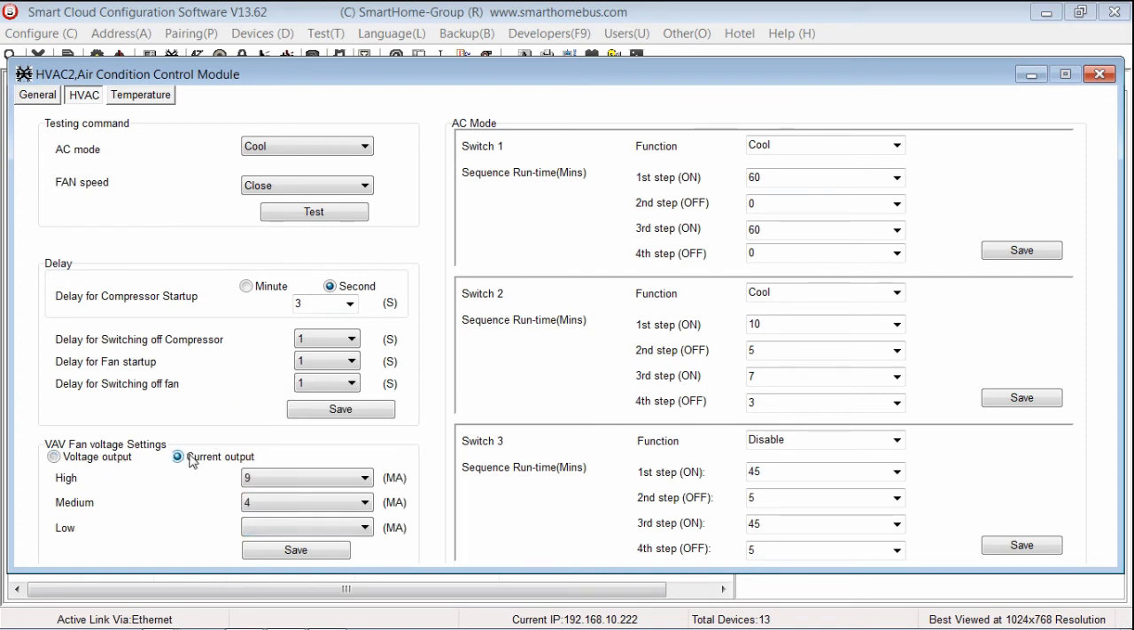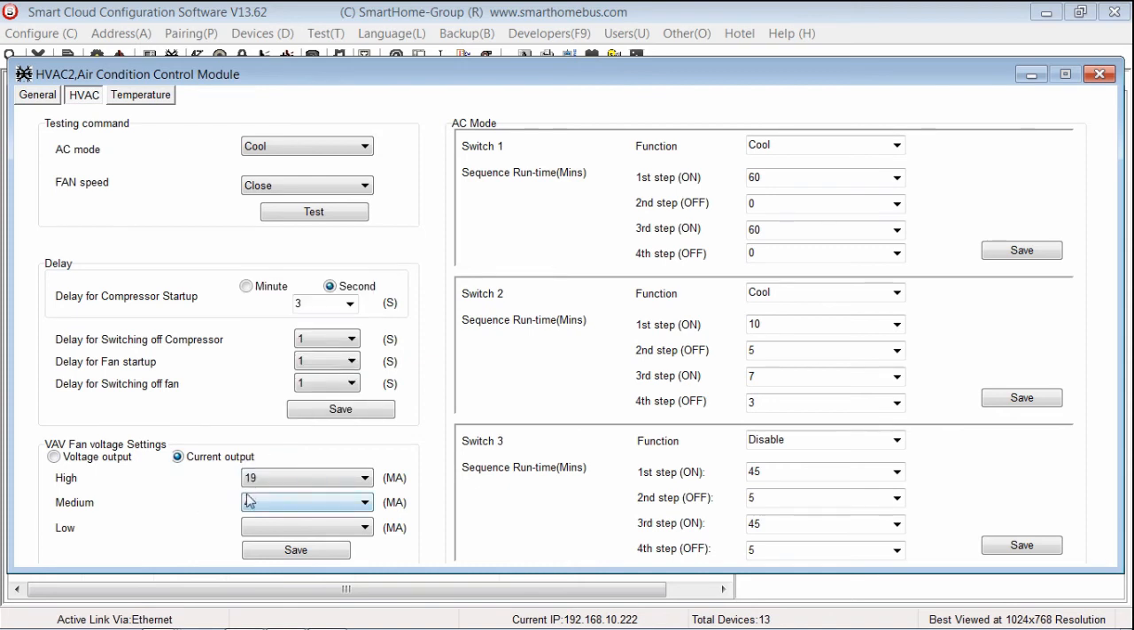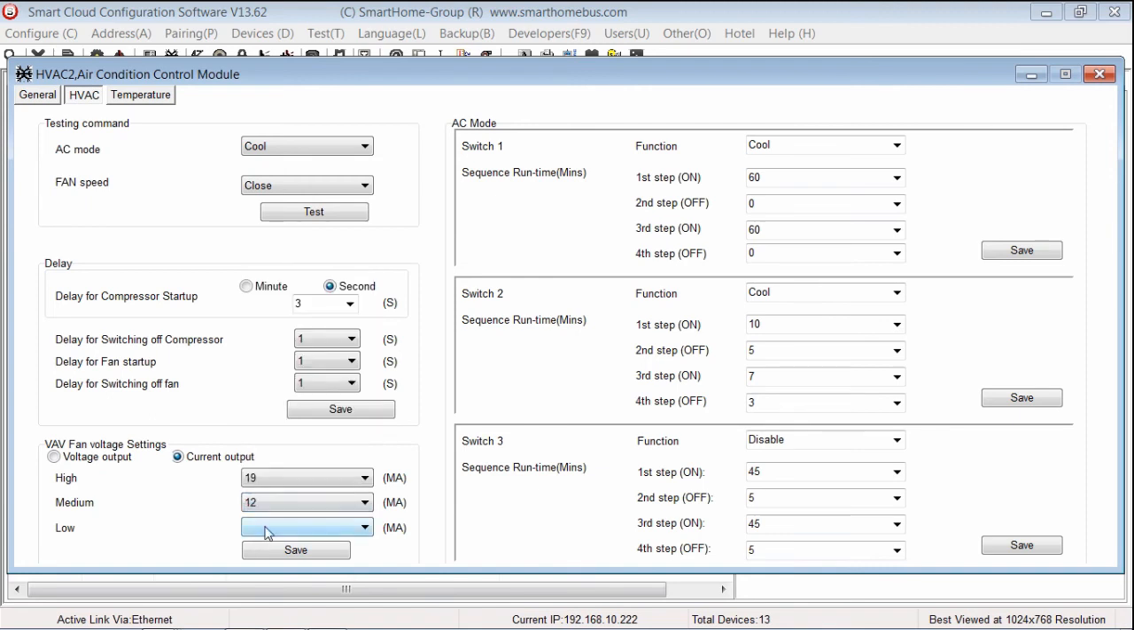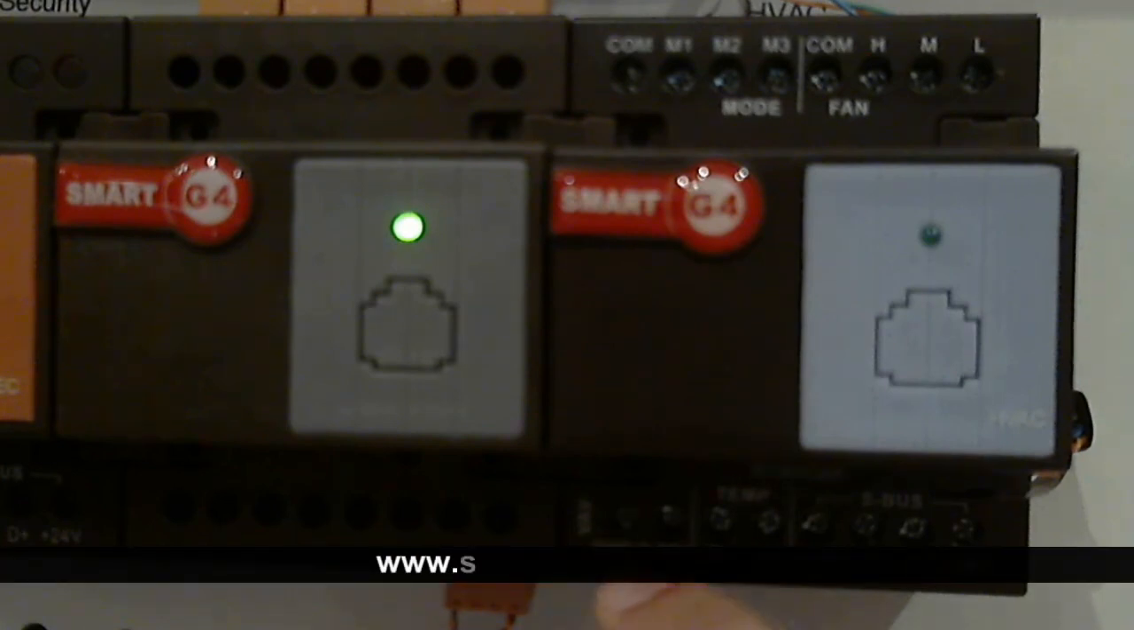If it supports current, that means here the high is 19 or 20, the medium is 5, or you can put the medium 12 or 11, this depends on your AC, and the low between 4, 5, 6. Just press save. Notice here, this one is milliampere, this one is the voltage. Here I can put again 0 to 10 volt, or you can connect direct 4 to 20 milliampere.